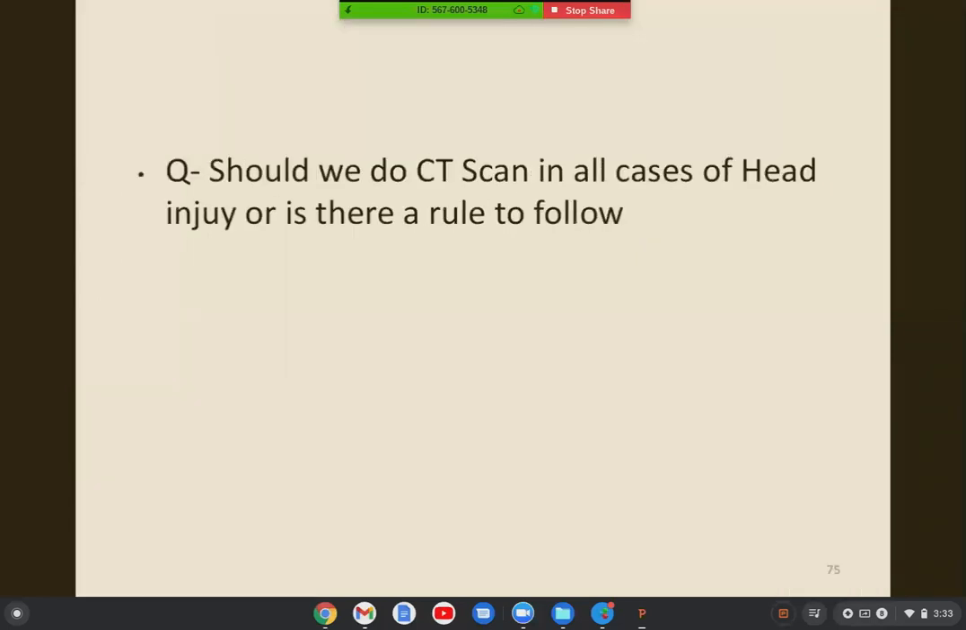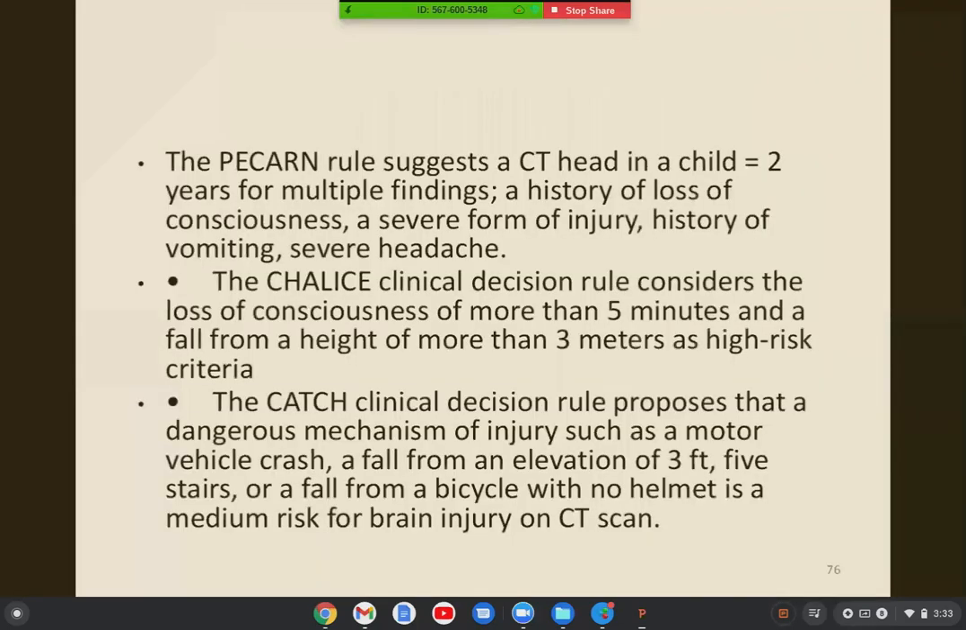Is a CT scan needed in all head injury cases, or is there a rule to follow? Yes. The PECARN rule, Pediatric Emergency Care Applied Research Network, suggests that a CT head in a child who is 2 years old and has multiple findings of history of loss of consciousness, severe form of injury, history of vomiting or severe headache, go for CT.